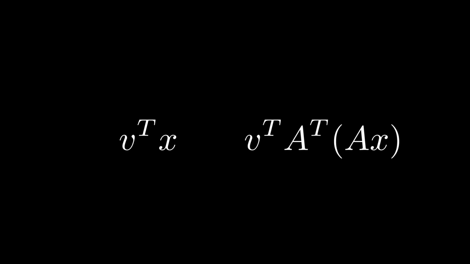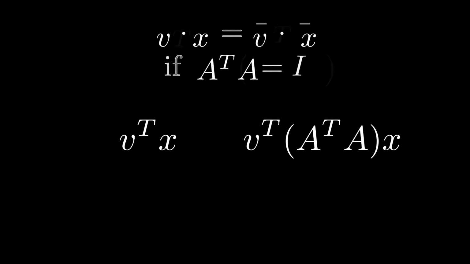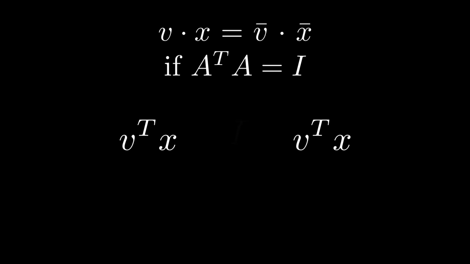In order for the dot product of the transformed vectors to be the same as the dot product with the original vectors for any choice of vectors, we need for this term in the middle here, A transpose A, to not affect the calculation at all. In other words, we need for A transpose A to be the identity matrix. If it were, then we would have v transpose times the identity matrix times x, which would just give us v transpose x, the same as the original dot product.